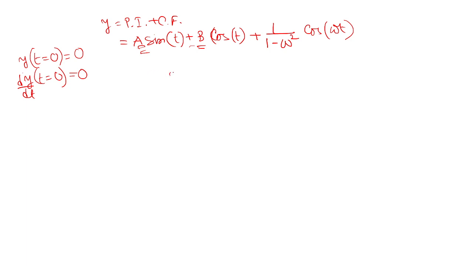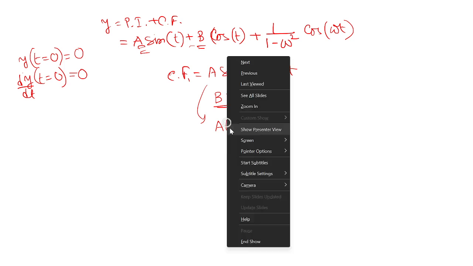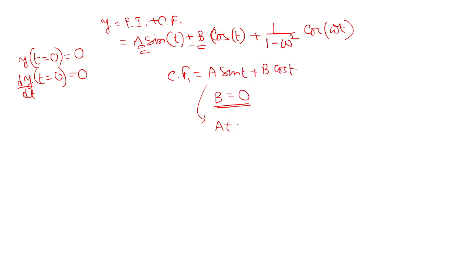So our complementary function is this: a sine of t plus b cosine of t. If we put t equal to 0, we are left with b, and this should be 0. So b is 0. So this is our one coefficient. And if we take the derivative of this, we will get a t cosine of t, and b is already 0.